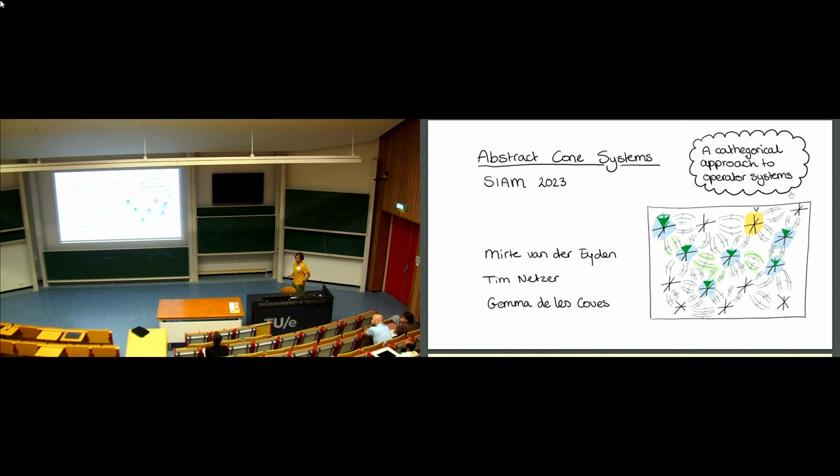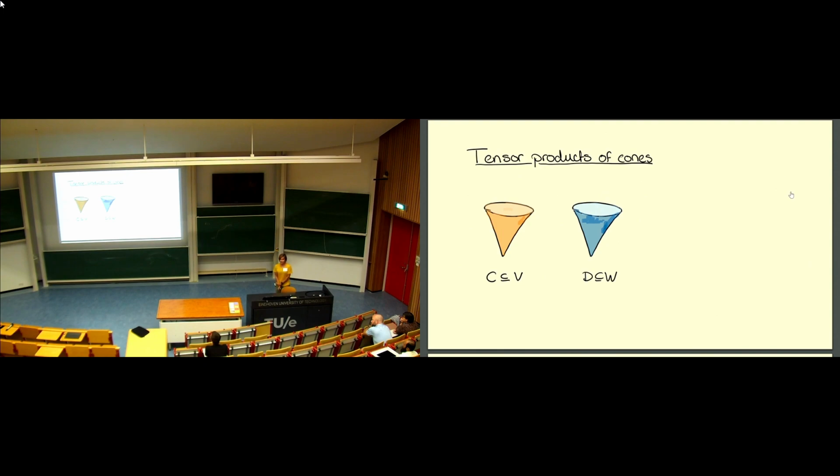But first, let me start with a teaser open problem, which is about tensor products of cones. This will be a motivation throughout the talk for setting up these abstract cone systems. So let's think about convex cones. They are convex closed cones in some finite dimensional vector space, C living in vector space V and D living in W. And we want to take a tensor product of these cones. This will be something living in V tensor W, this vector space.